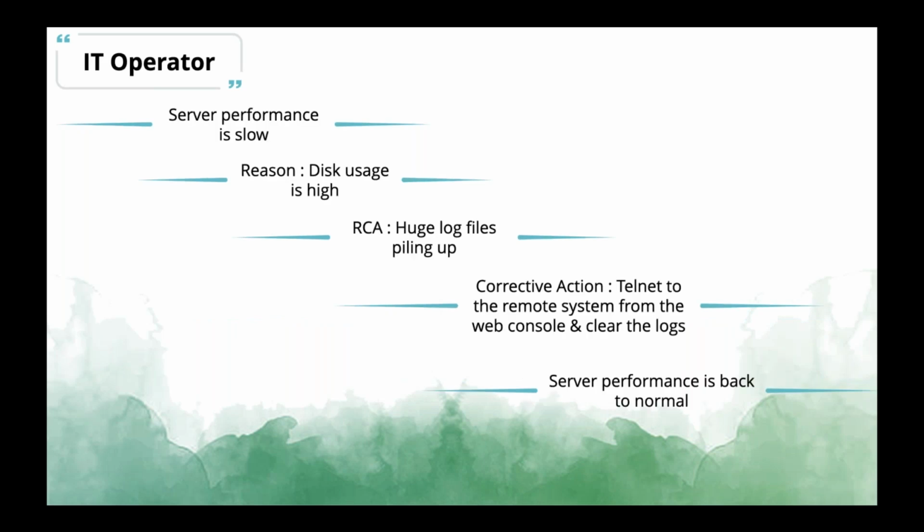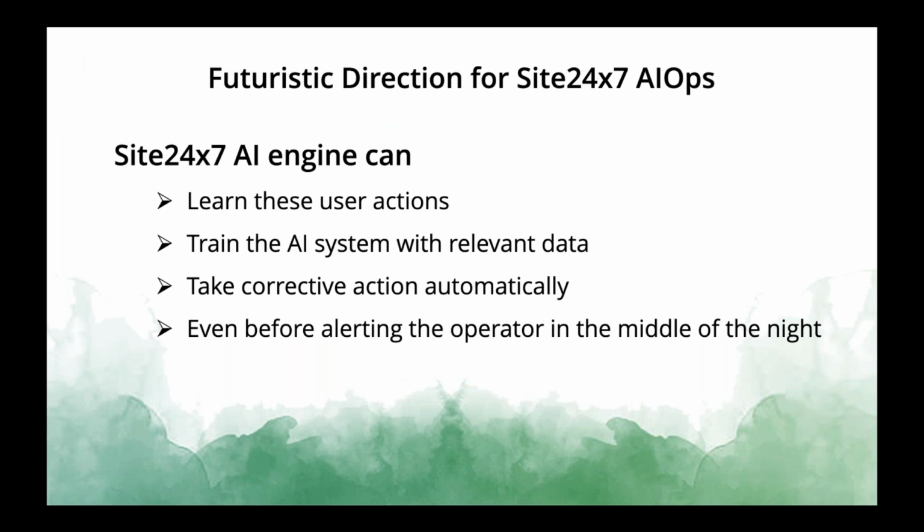So the futuristic direction is, we don't have this today in Site24x7, but this is what we plan to do. This is the futuristic direction of the Site24x7 AI story. So the Site24x7 AI engine can learn these user actions, train the AI system with relevant data, and take corrective action automatically. The corrective action is logging into the system and deleting the logs. Only if we have the confidence that it does 100% correct, not even 99.9%, it has to be 100% correct, then only can we be sure that the engine is doing correctly, even before alerting the operator in the middle of the night.